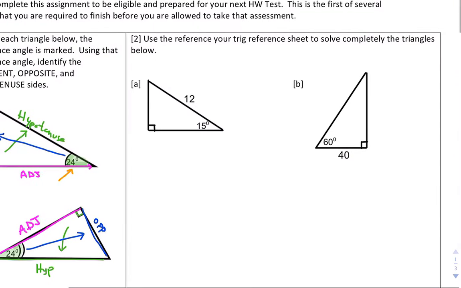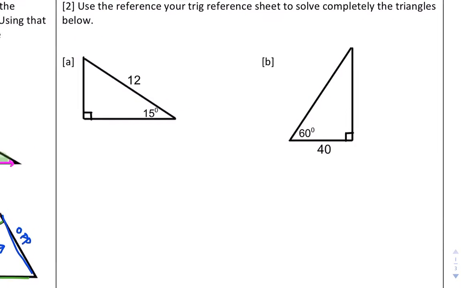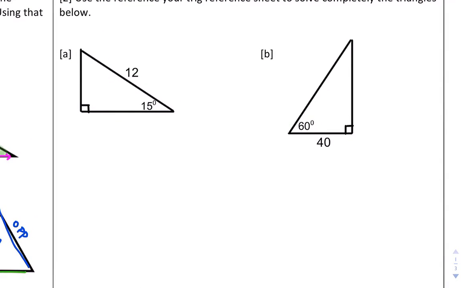Next thing we have to do is to use our trig reference sheet to solve completely the triangles below. So this is the skill that we practiced today in class, or depending when you're getting this information or doing this homework, maybe a few days ago. But in the end, the trig reference sheet just represents that triangle that you were asking for. It's the reference triangle with the acknowledgement that we don't actually need to see the triangle. We just really need the ratio.